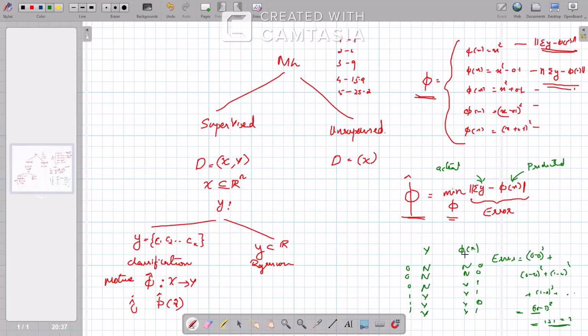Now some phi 1 is actually giving the previous result and some phi 2 is actually giving another result like 0, 0, 1, 1, 1, 1, which is giving minimum error. Is it phi 1 or phi 2?